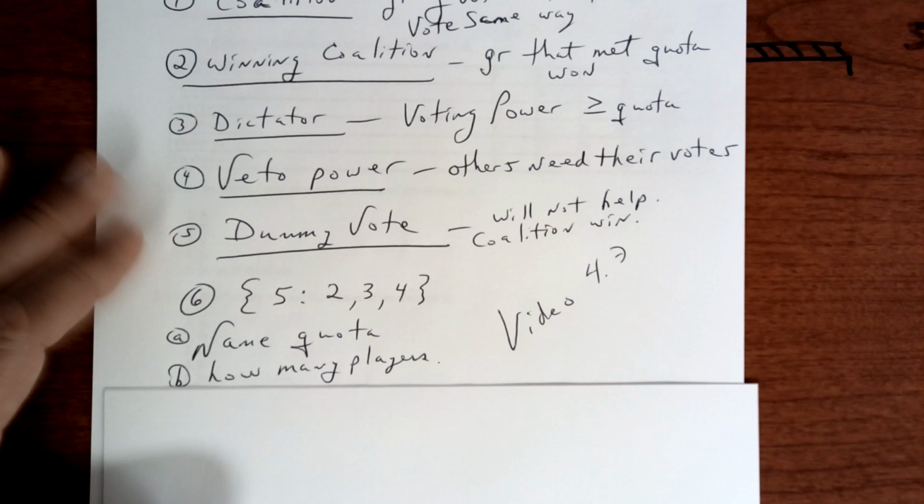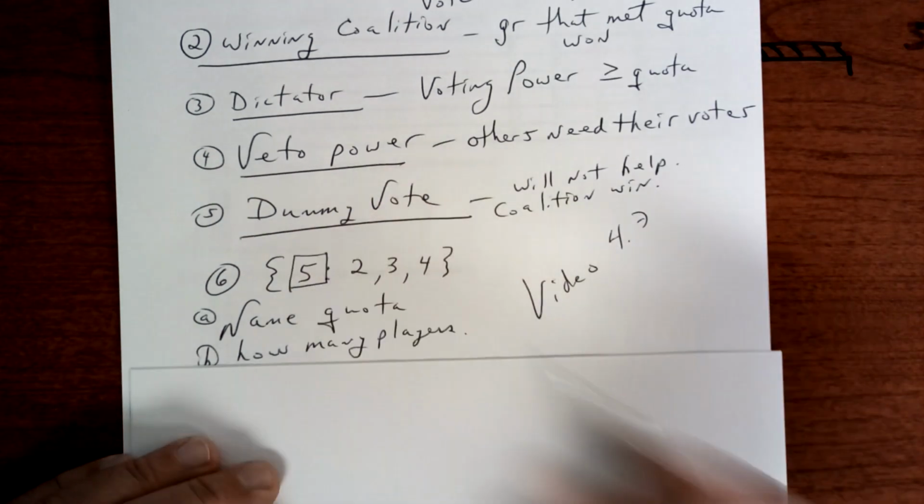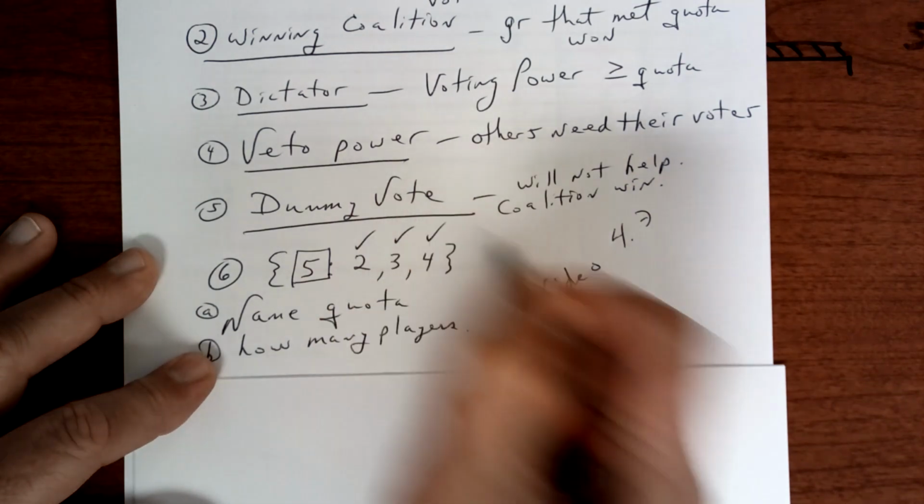Okay, so name the quota. The quota is right here, 5. How many players do you have? 1, 2, 3 players.